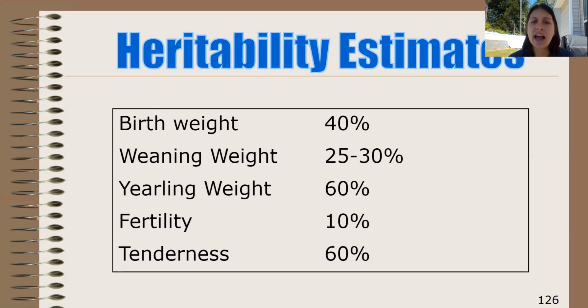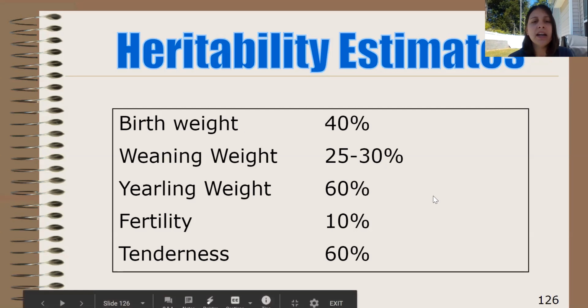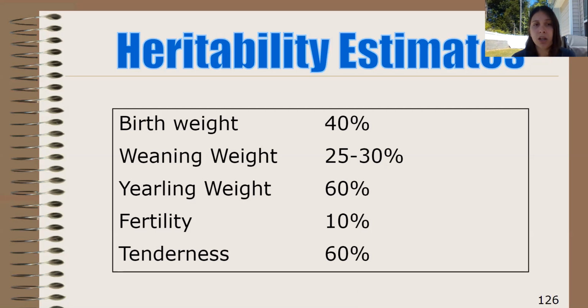Weaning weight has about a 25 to 30% chance, so it's got an okay heritability estimate. The lower percentages that we see here, it doesn't mean that it's impossible to breed these things in. It just means that it's going to take a long time. You're going to see an increase in your animal's birth weights before you're going to see an increase in their weaning weights, because this percentage here for birth weight is higher than the percentage here for weaning weight. Both are going to be happening, but birth weight's going to be happening quicker than weaning weight is.